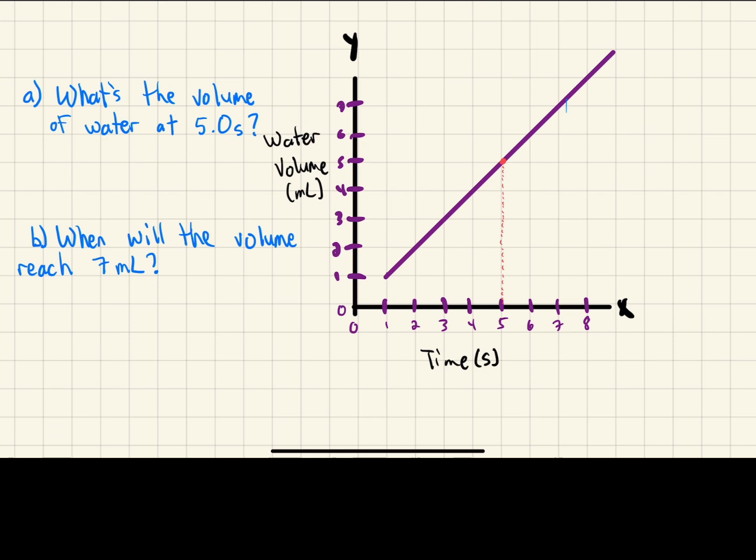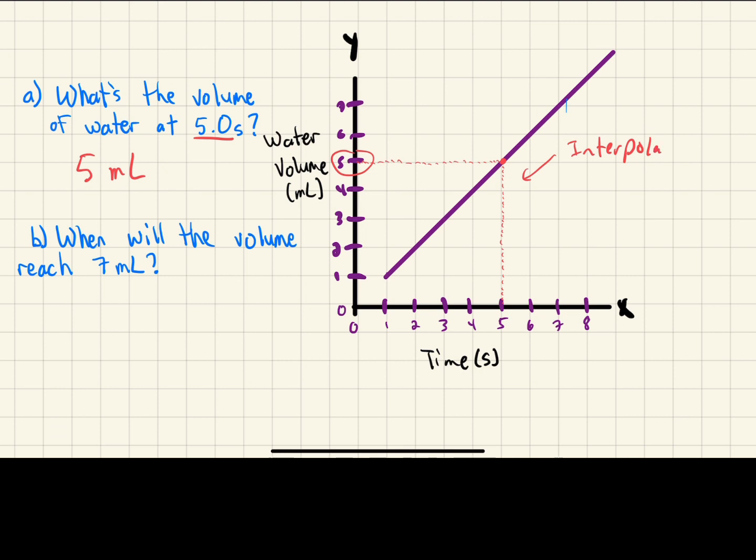So I've drawn the dotted line up until it made contact with the line. And then from that line, I'm going to draw a direct straight line to see what value it is on the y-axis. And I could see that it's 5 milliliters. So then we could say that at 5 seconds, the volume of water is 5 milliliters. This whole process here, the building of the Cartesian plane, this is interpolation.